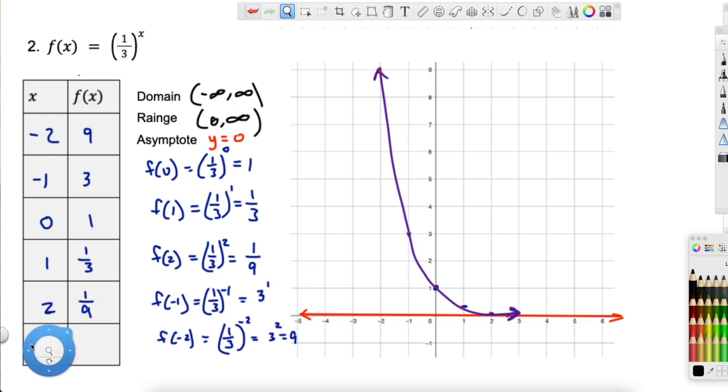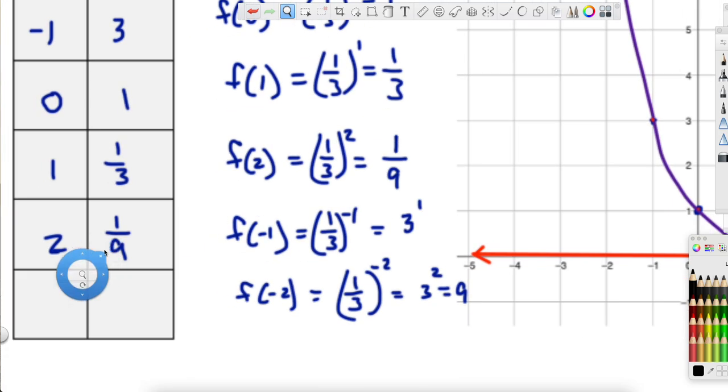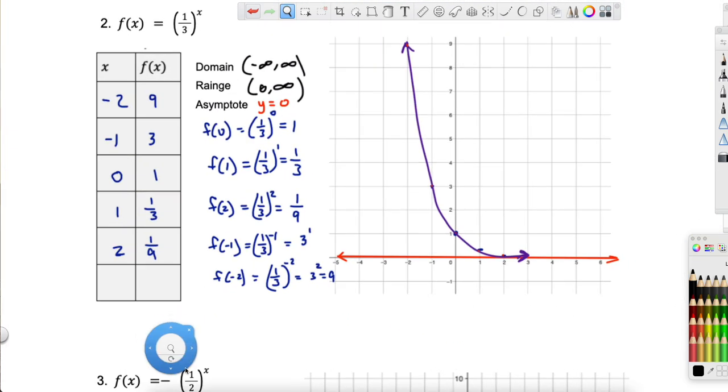You can see if I use another point here, if I use another -1, it's just going to be off the graph, and then another positive one here. 1/3 to the third power is 1 over 27. So it's just increasingly getting smaller.